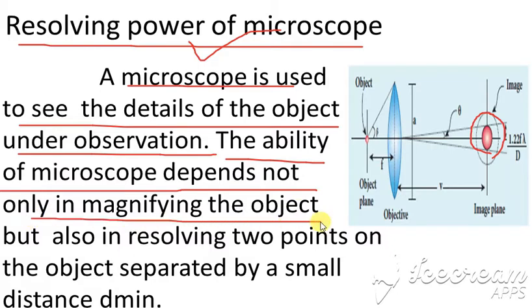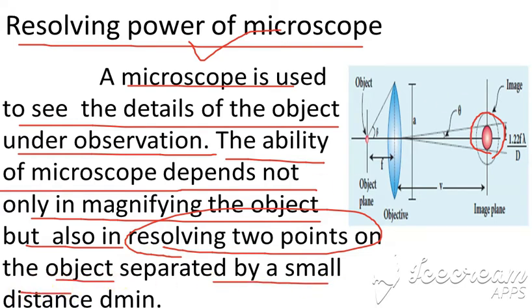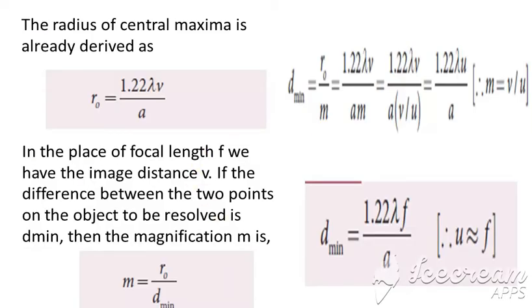not only on magnifying the object but also on resolving 2 points on the object which are separated by a small distance. Okay, so these 2 points separated by a small distance, that is said to be the ability of the microscope. So the ability depends not only on magnification but also on the distance between the two objects. Clear?